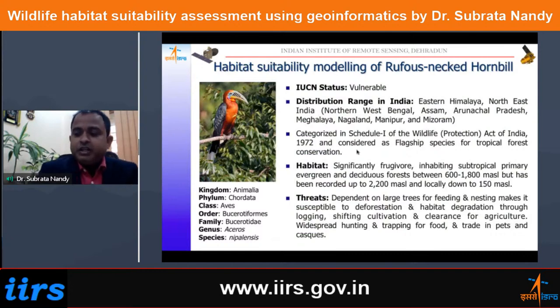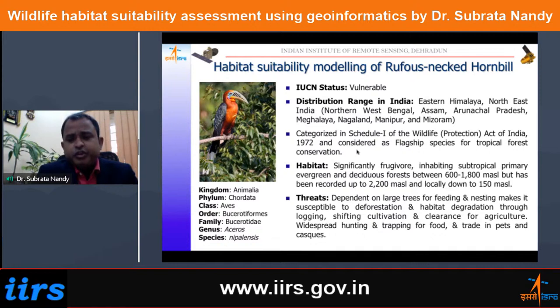Moving on, I'll show you one more example. In this case, a bird called the rufous necked hornbill. The IUCN status of this bird is vulnerable, and they are generally found in eastern Himalaya and northeast India, which includes northern West Bengal, some of Arunachal, Meghalaya, Manipur, and Mizoram. These are categorized as Schedule 1 species of the Wildlife Protection Act, and are also considered a flagship species of tropical forest conservation.